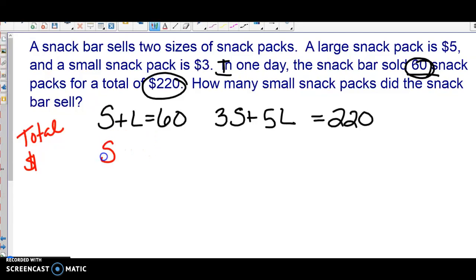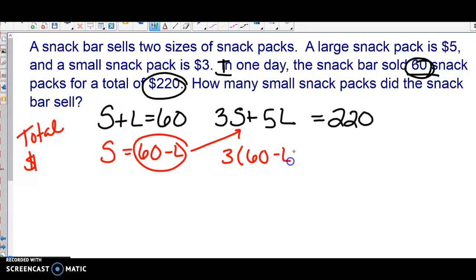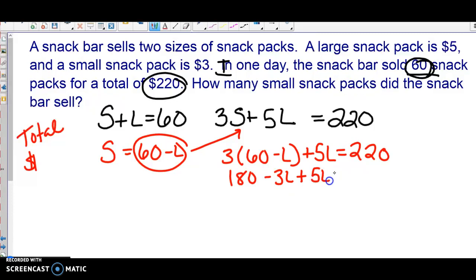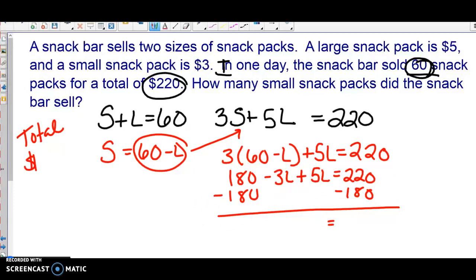So I'm going to solve this for S. It doesn't matter which one you solve it for. And then I'm going to plug it in for S over here. So 3 times 60 minus L plus 5L equals 220. Distribute, 180 minus 3L plus 5L equals 220. Subtract 180. You get 40. And negative 3L plus 5L is 2L. Divide by 2. That gives you L equals 20.